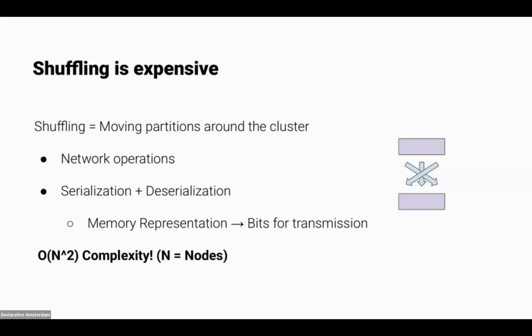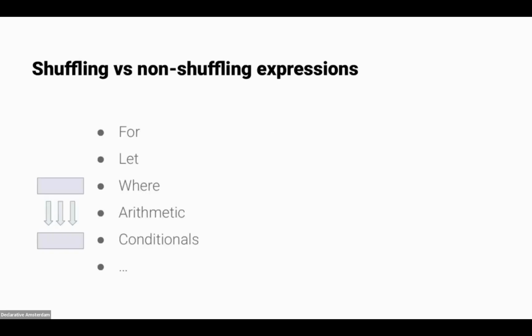shuffles performed during execution. In the case of the implementation of XQuery in RumbleDB, we can clearly distinguish between shuffling and non-shuffling expressions. Expressions that do not require shuffling transformations include for, let, where, arithmetic, conditionals, and more. All of these expressions can achieve full parallelism, so they are very efficient on the cluster.